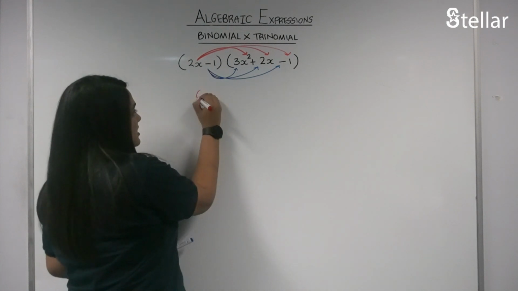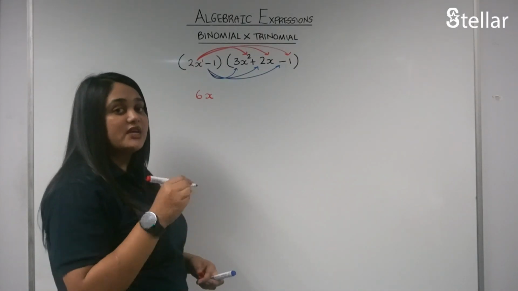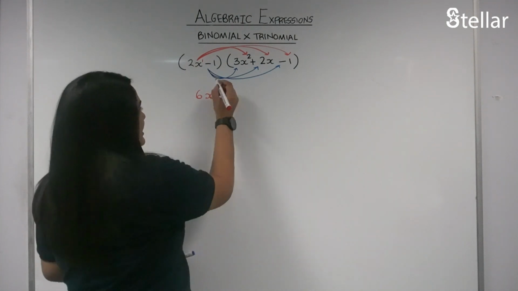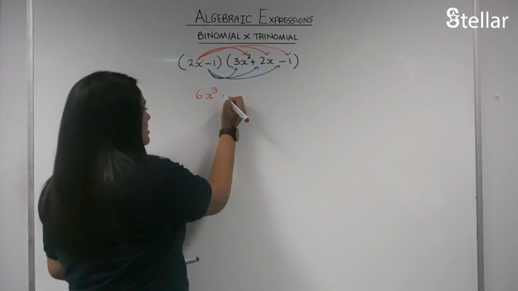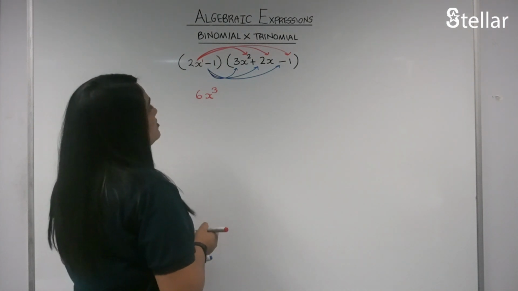So, what is 2x times 3x squared? 2 times 3 is 6. X to the power 1 times x to the power 2, you add them, so you get x to the power 3, right?